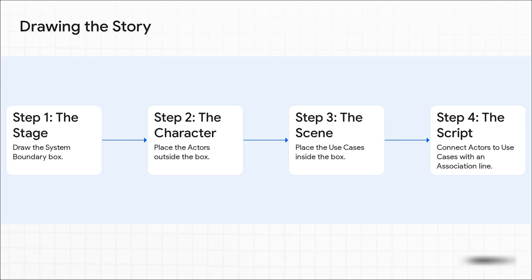Third, you put your use cases, those little ovals, our scenes, inside the box. And finally, you just draw lines connecting the actors to the scenes they need to be in. Boom! You've just mapped out the main action of your entire system.